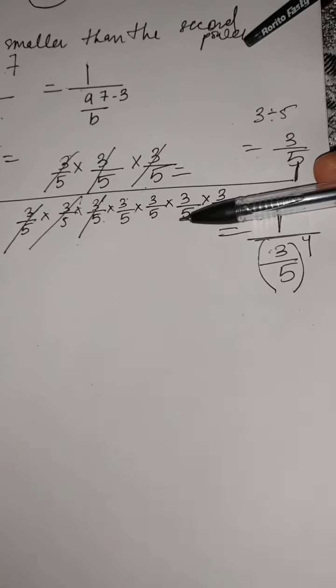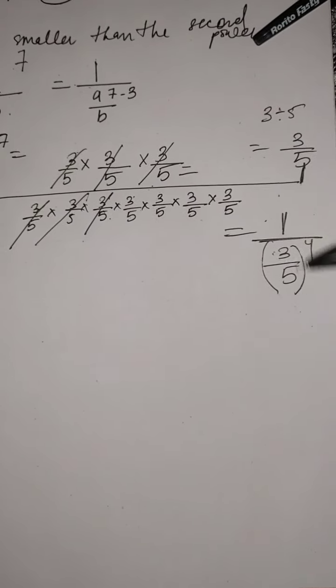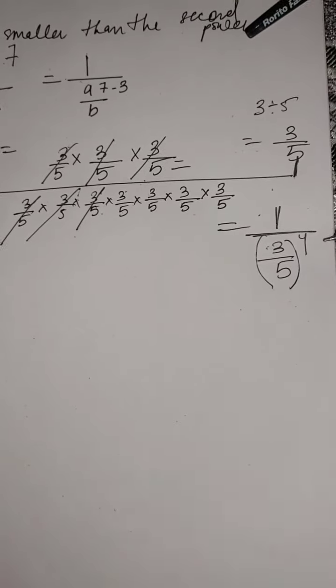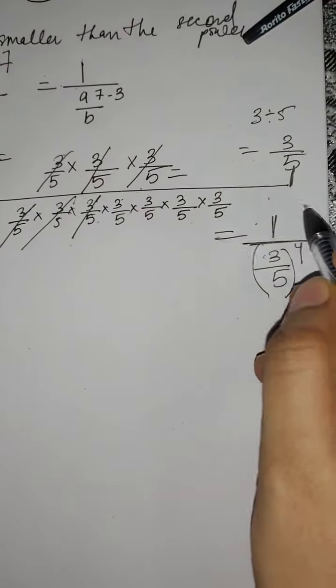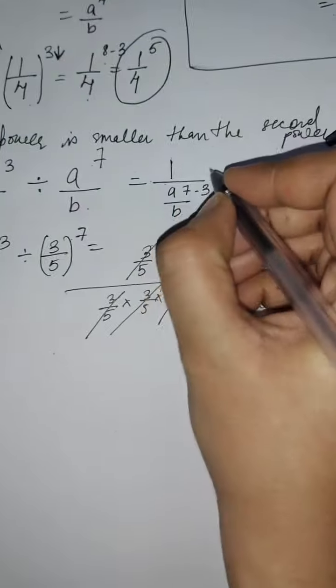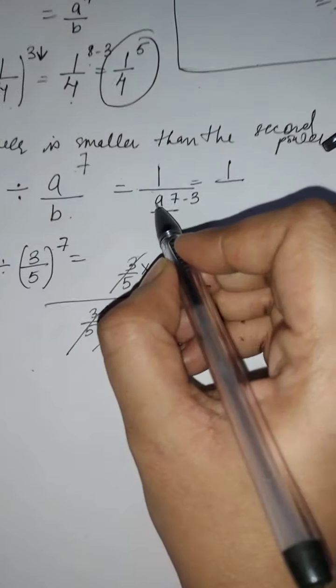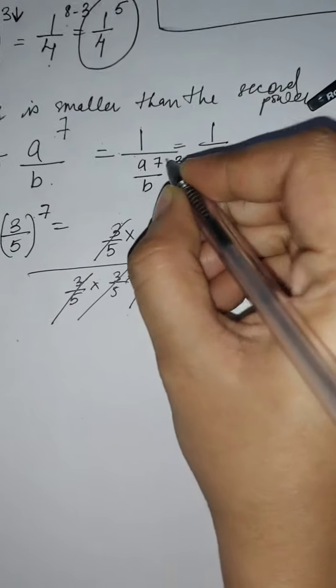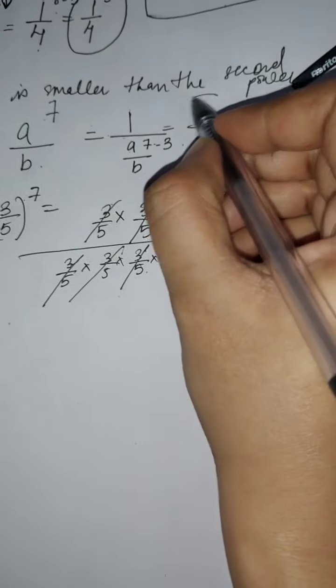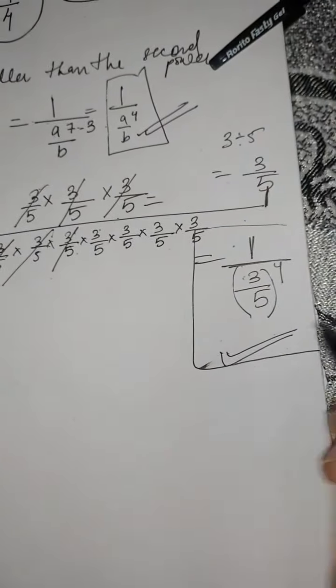So how many 3 upon 5 are left in the denominator? 4 times. 4 are left. So 3 upon 5 we have written here with power 4. So with the calculation I have explained you this part. See here we got the same answer, a upon b, and 7 minus 3 will give you 4. So if you check with this answer, it is exactly the same.